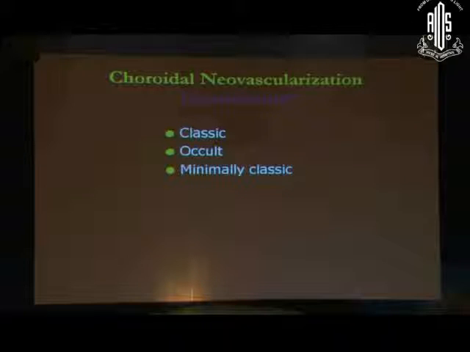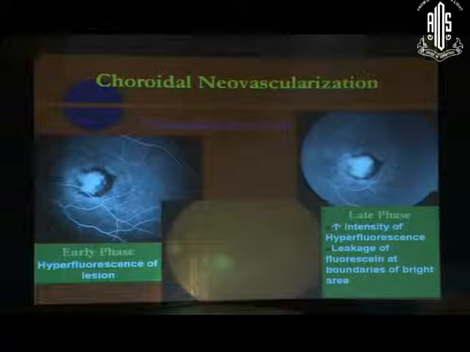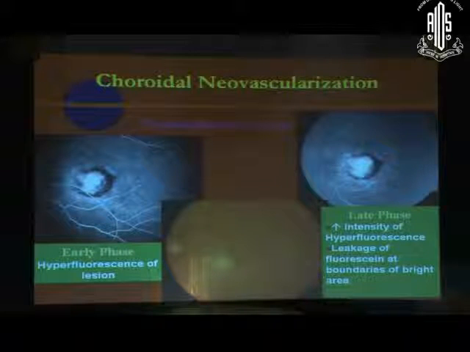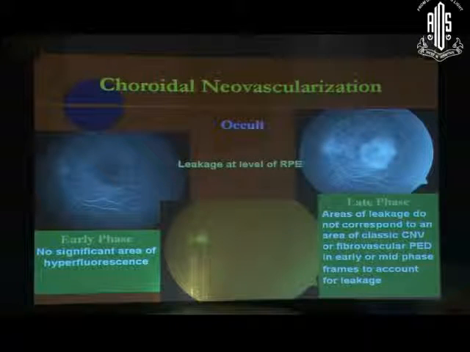Choroidal neovascularization could be classic, occult, or minimally classic. What you see here is a classic neovascularization, where you have a network of vessels visible in the early phase on fluorescein angiography, and the hyperfluorescence keeps on increasing in the late phase with blurring of the margins. But more than 40% of your patients will be occult CNV, where in the early phase there will be no leakage, and there's late leakage from an unknown source in the late phases of the angiogram.